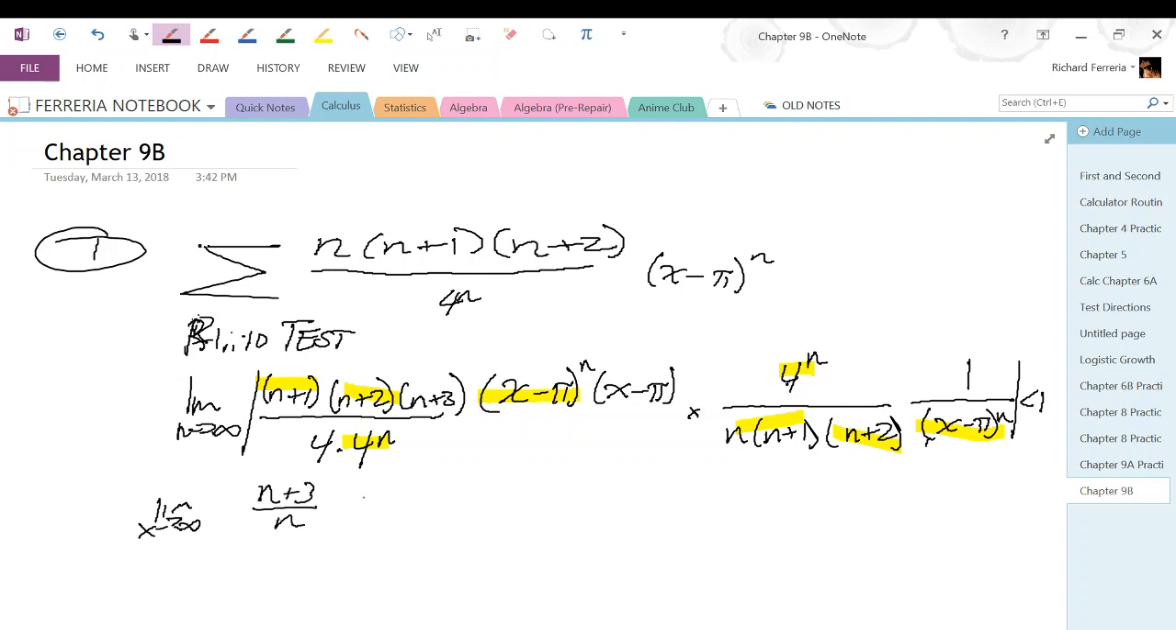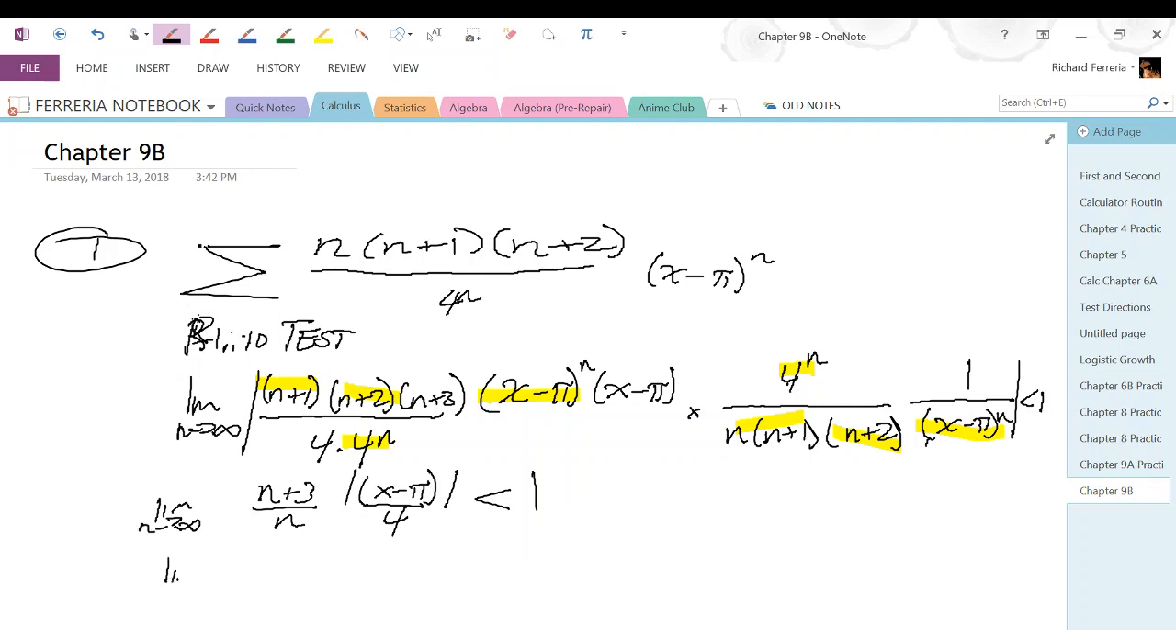Denominator, n. x minus pi on the numerator, 4 on the denominator. This needs an absolute value, and we want that to be less than 1. It should be n, right? Where's that? Limit as n approaches infinity. Yeah, that's n, you're right.